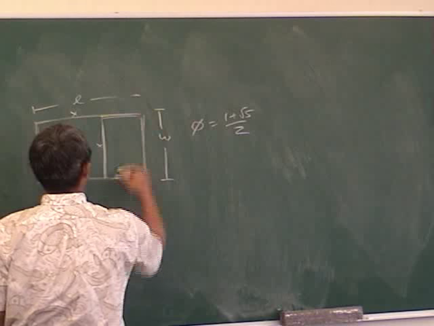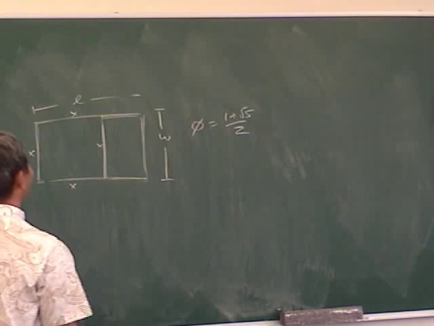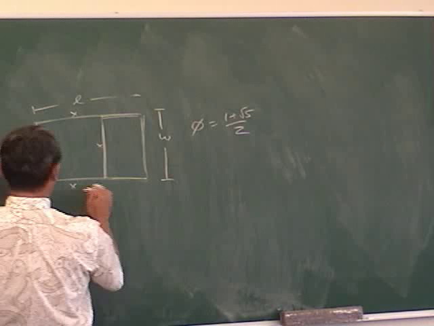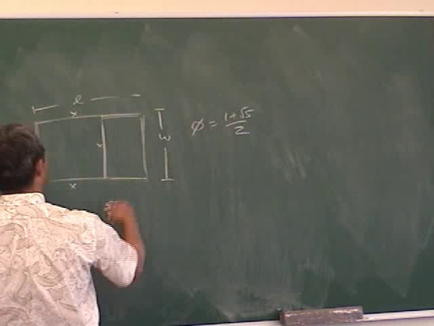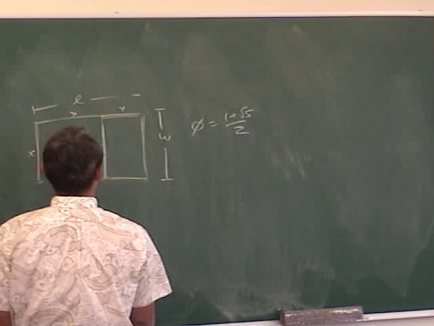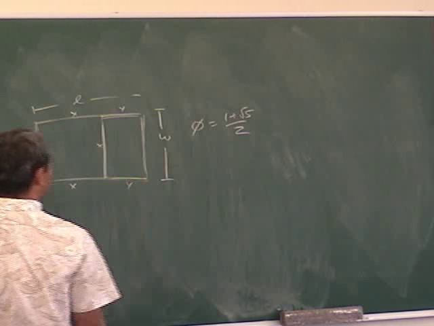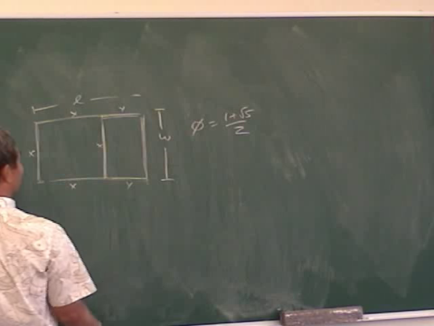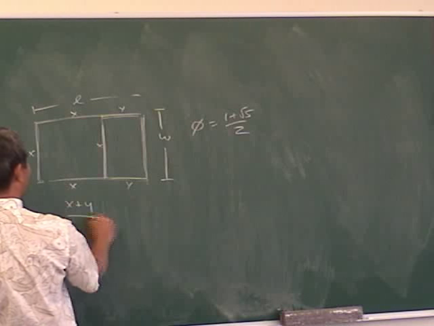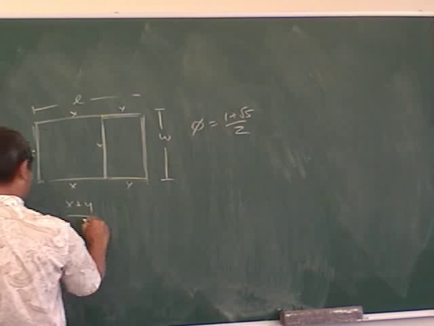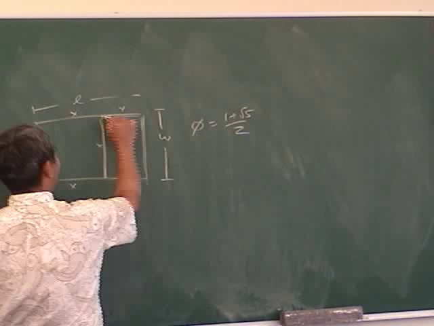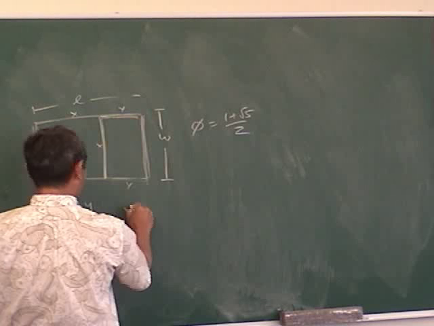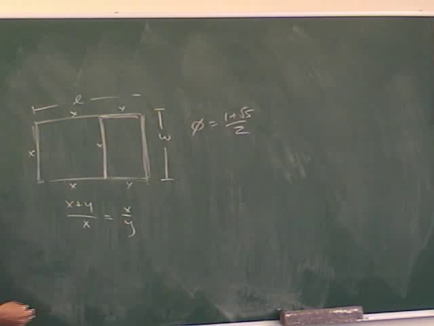What is this right here? Okay, you want to call it y? We call it y. Okay, so this is y. So what is the ratio of the length to the width in the original rectangle? x plus y over x. And then in this rectangle, since it's similar, what's the ratio of the length to the width? x over y. And then they should be equal because they're similar, right?